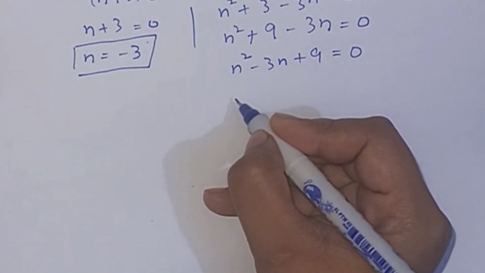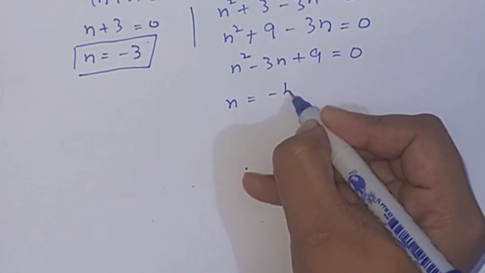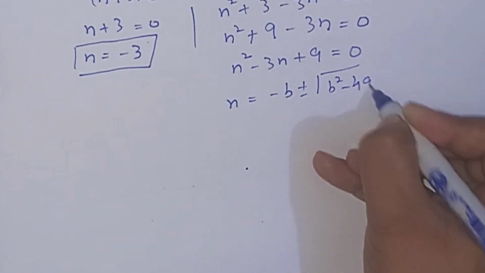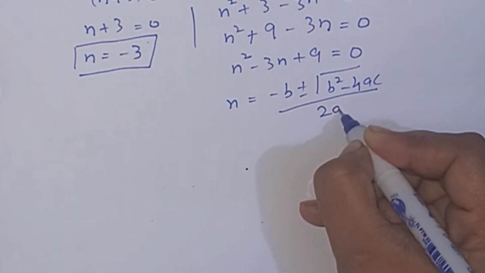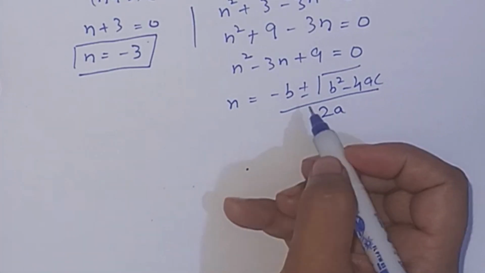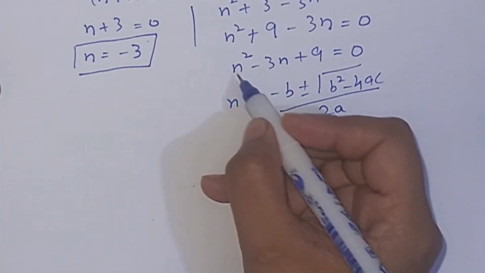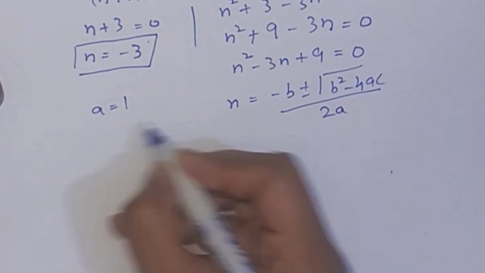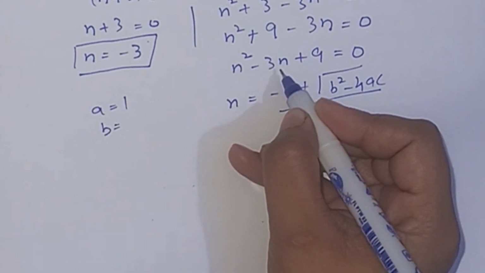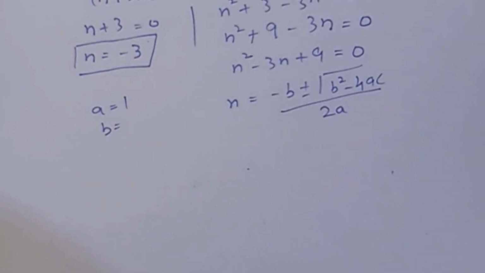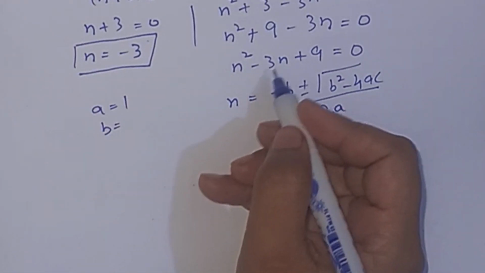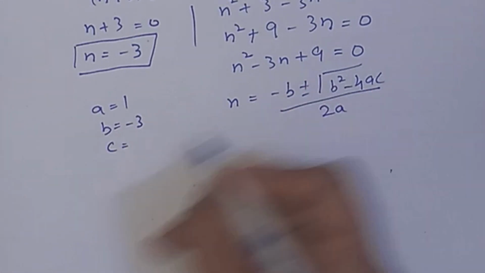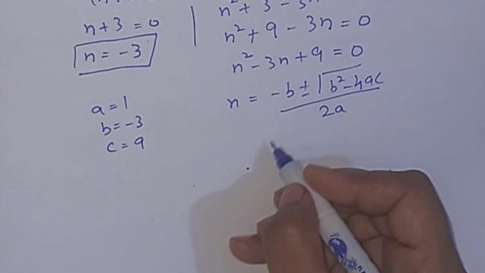So the quadratic formula is n equals minus b plus minus square root b square minus 4ac over 2a. Now what is a? A is the coefficient of n square, which is 1. So in our question, a is 1. And b is the coefficient of n, which is minus 3. And c is the constant, and the constant is 9. So we put these values in this formula.